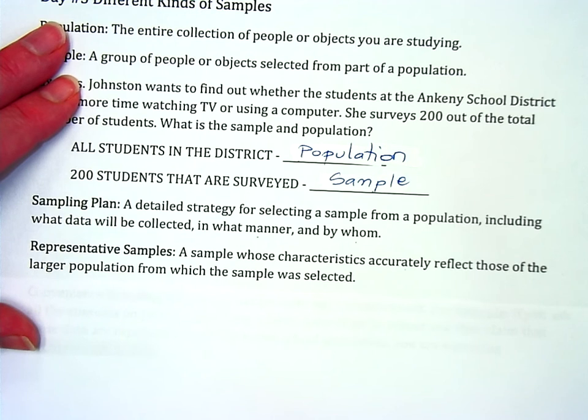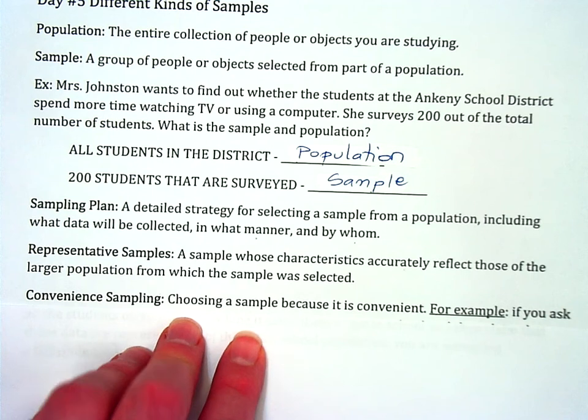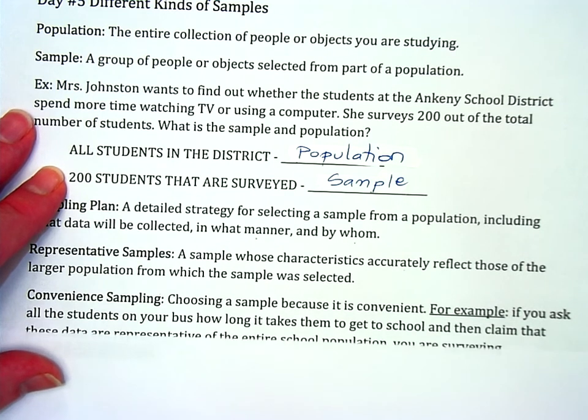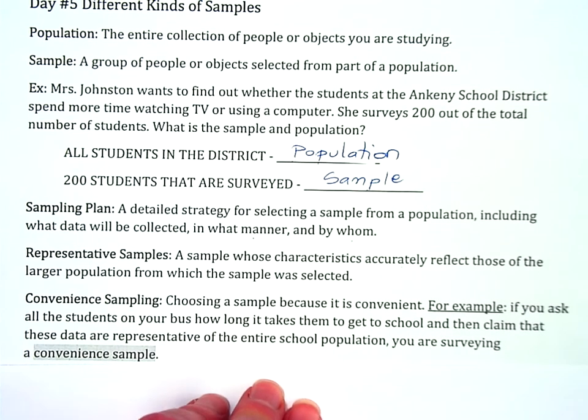When we are selecting a sample, it can be a convenience sample. What does it mean to have a convenience sample? It means you are choosing a sample that is easily accessible to you. For example, if you ask all the students on your bus how long it takes them to get to school, and then you claim that these data are representative of the entire school population, you are surveying a convenience sample. It's just a sample that is available to you. If I want to find out the favorite type of music of 7th graders in Ankeny, and I ask only students that are coming to my class, I am using a convenience sample.